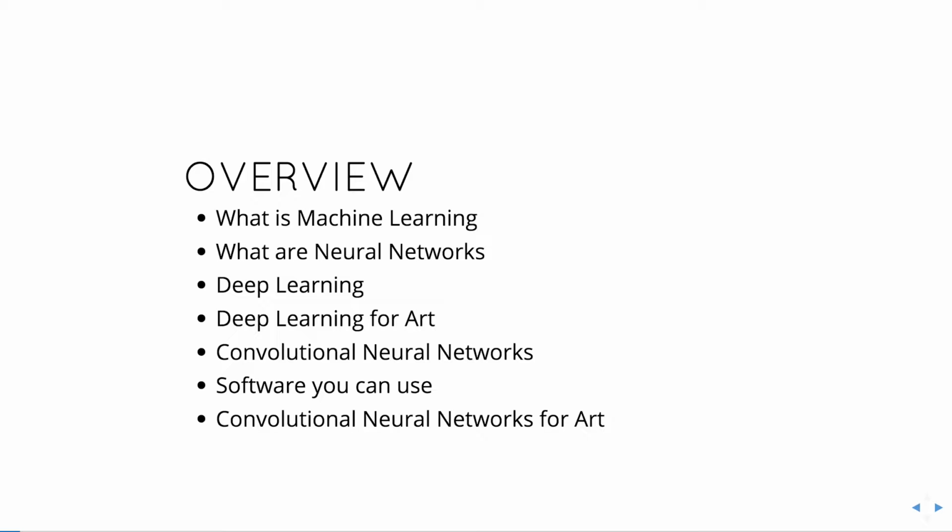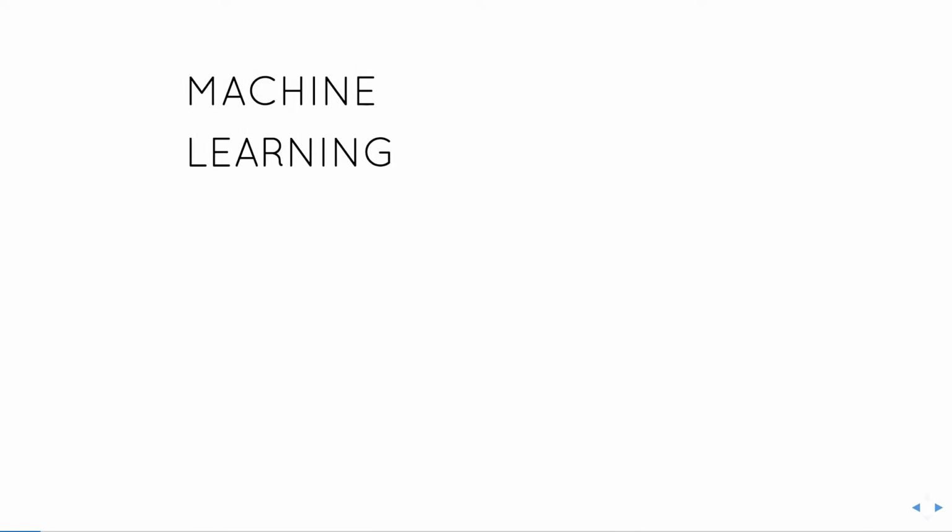And then if we have time, I'll move on to convolutional neural networks, which is where things get really weird. And I can show you some software that you can use both for deep learning and neural networks and convolutional ones. And then I will show you some examples of art depending on how long we have. So, okay, let's get through it.